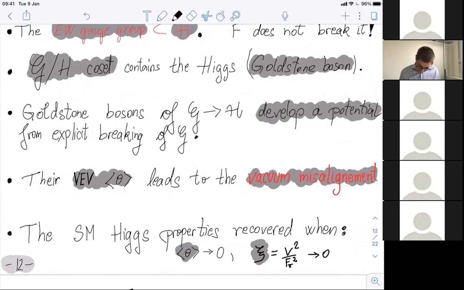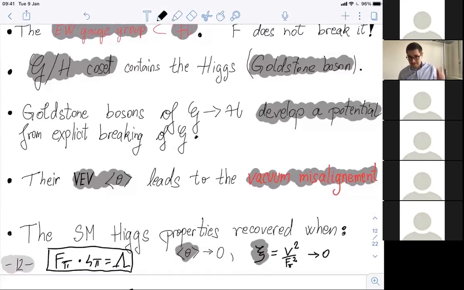F_π is the scale, remember the pion decay constant, and the usual relation between F_π and the strong compositeness scale, the scale of the resonances of the strong sector, is roughly something like F_π times 4π. This is a very rough relation, like between the pion decay constant and the proton mass. If you send this parameter ξ to zero, then you can keep v fixed and you can push F_π. And by pushing F_π, you can also push Λ. So Λ and F_π go together up.